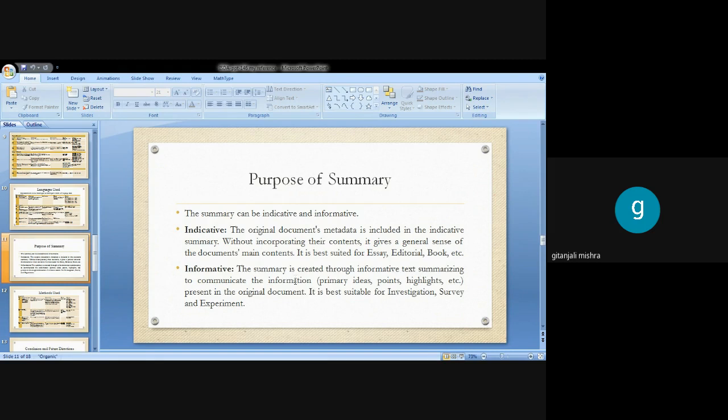The summary is created through informative text summarization, which is used mainly to communicate the information present in the original document, and it is best suited for investigation summaries and experiments. For example, in a clinical report, the patient's information is given in summary format, which helps the medical expert to get more complete information.